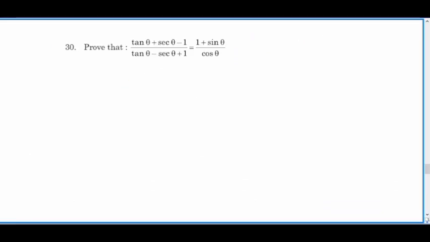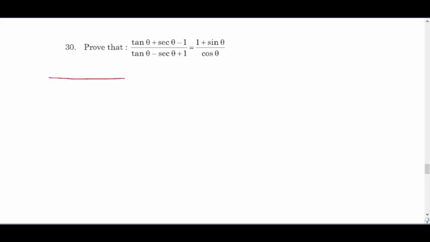Look at the question, what does it say? Prove that this. Now you see the right hand side has sin cos terms, so we will take the left hand side also to sin cos terms. First of all, going to sin cos terms, what will it be? This is sin theta by cos theta plus 1 by cos theta minus 1. Similarly, sin theta by cos theta minus 1 by cos theta plus 1.